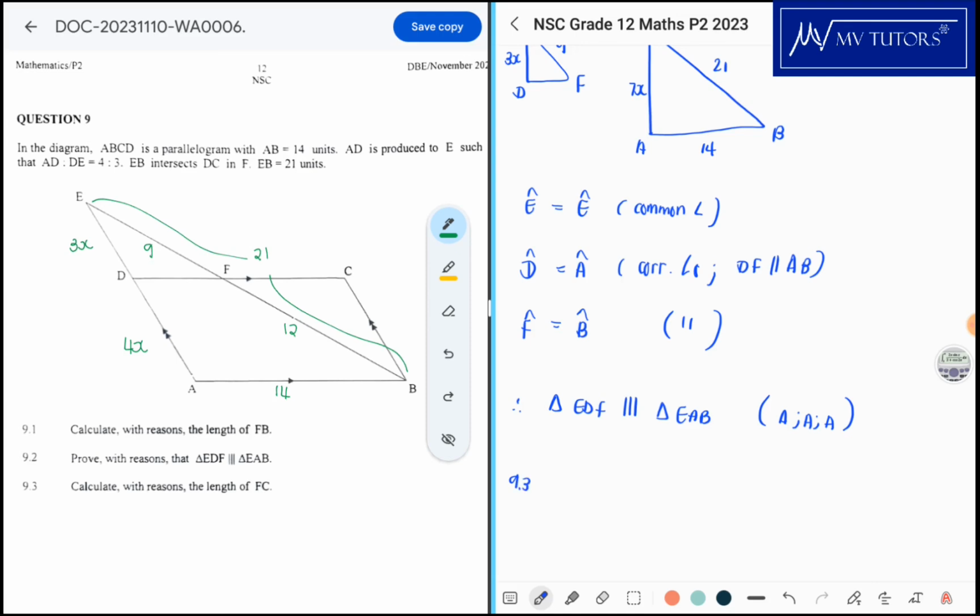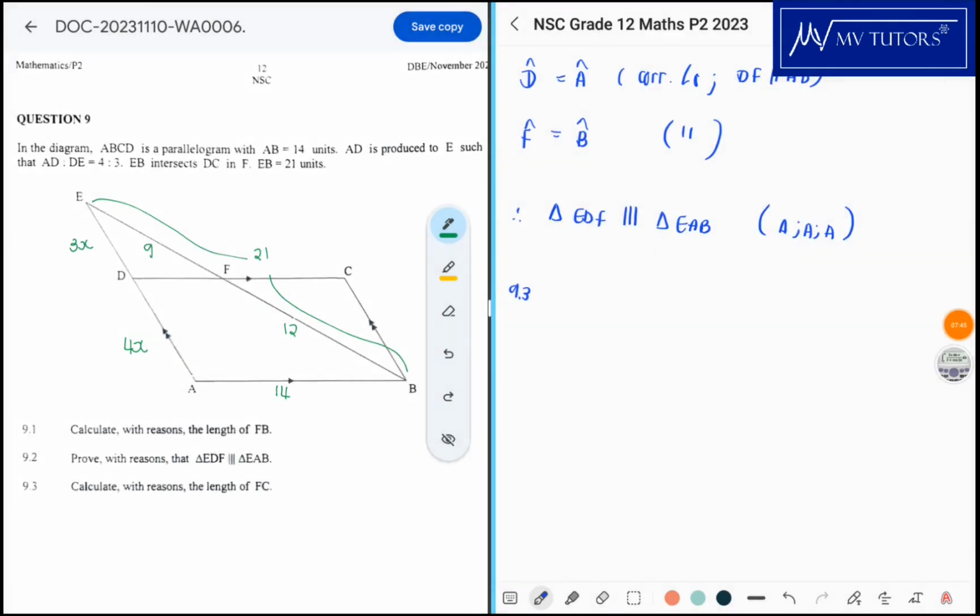it says calculate with reasons the length of FC. Alright, so we have AB. AB is actually equal to DC. Remember, we're dealing with a parallelogram. Still looking at our triangle EDF as well as EAB, if we know the length of DF, then we can say 14 minus DF is actually FC. So basically let's start off by saying that DC is equal to AB, which is equal to 14 units.